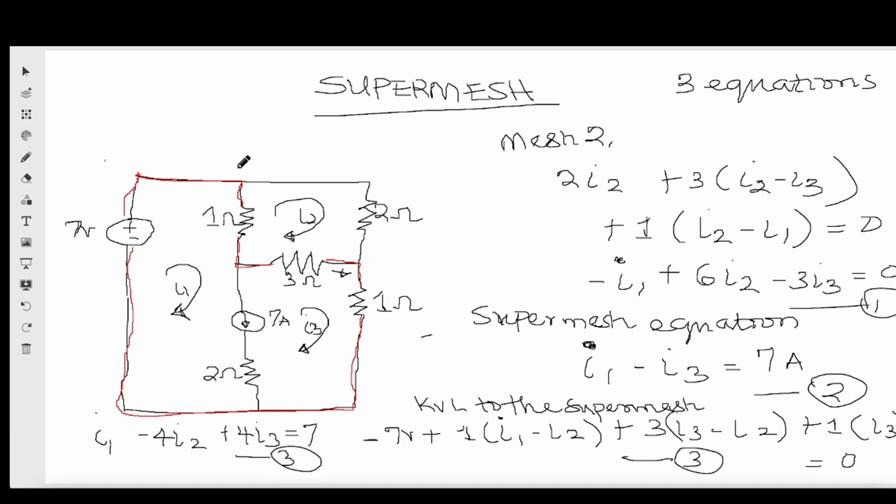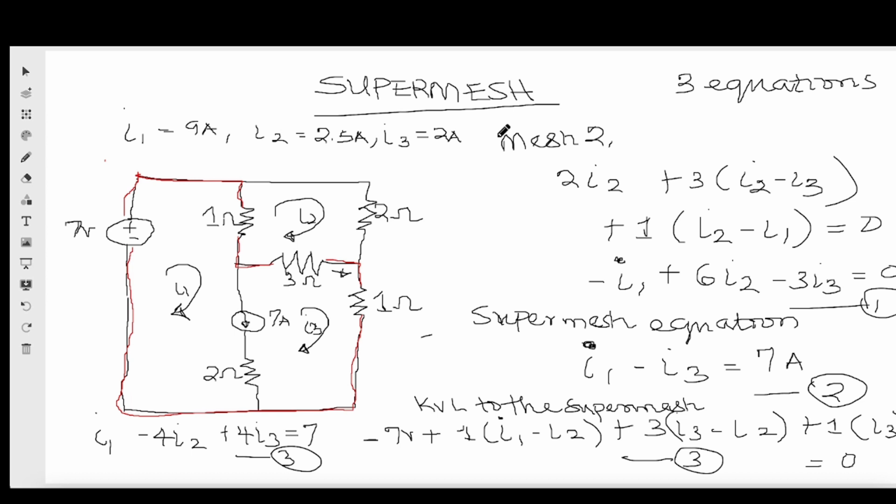So if I solve the 3 equations, what will I have? Solving the equations using a calculator, I have I1 equals 9 amperes, I2 equals 2.5 amperes, and I3 equals 2 amperes. So as you can see, it is very simple to solve.